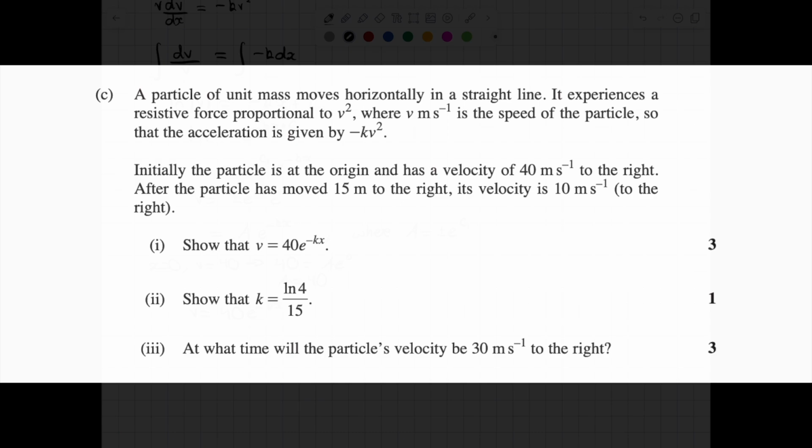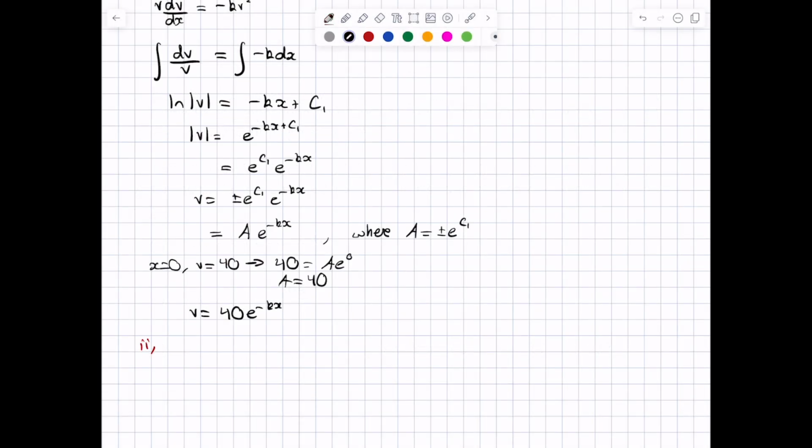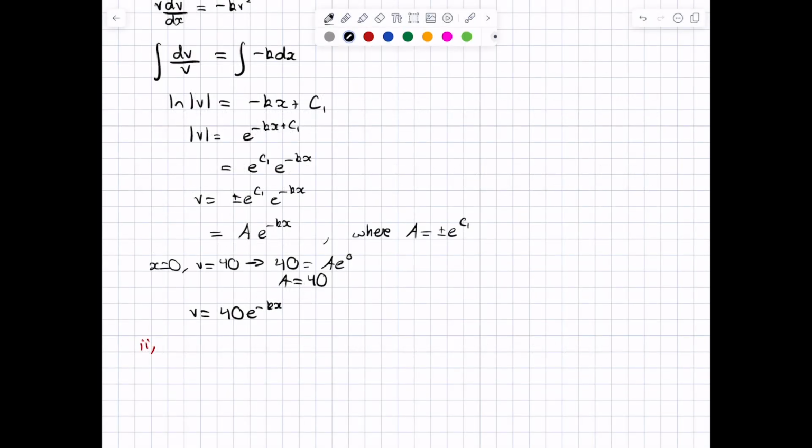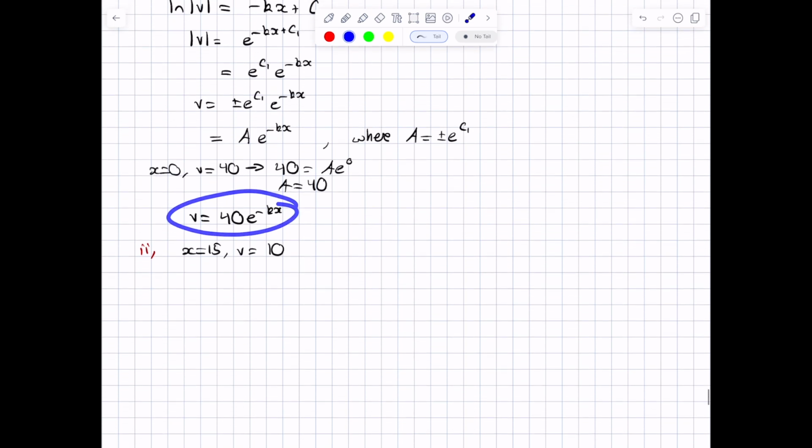Now part 2 says to show that k equals ln 4 on 15. So we need to find the value of k here. Now, is there any other information that has been given to us in the question? And the answer is yes. I didn't write it at the beginning, but I know that after the particle has moved 15 meters to the right, its velocity is 10 meters per second. So that means when x equals 15, the velocity is equal to 10.